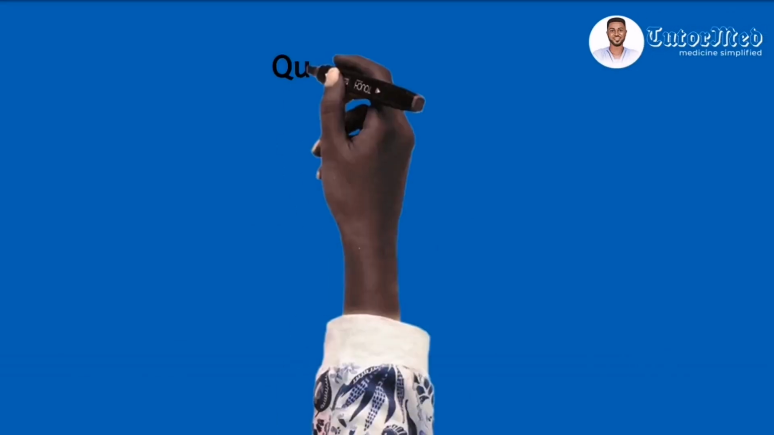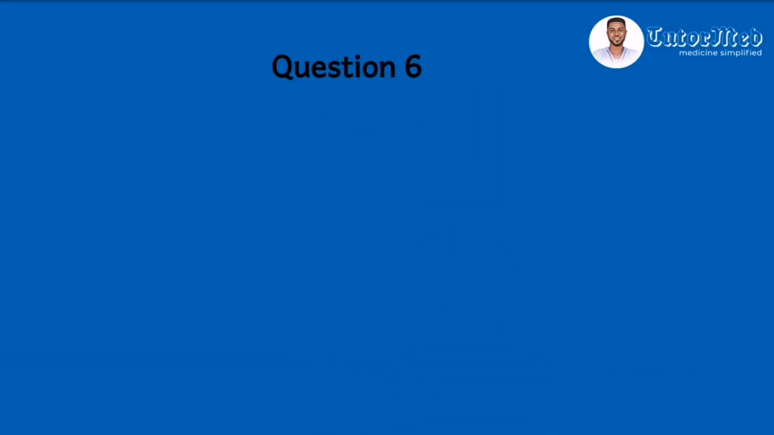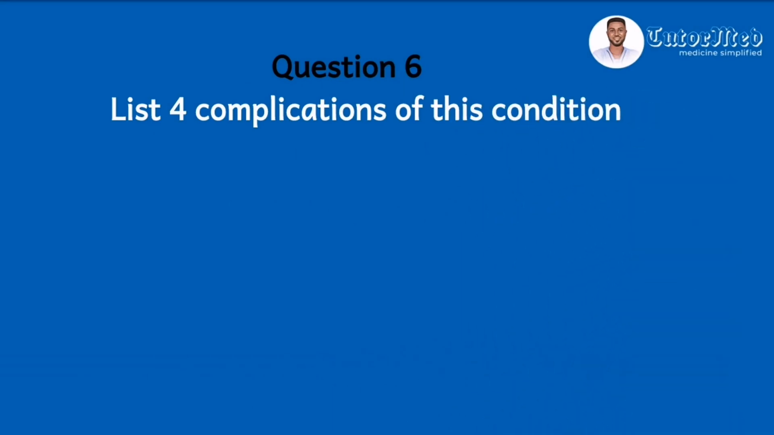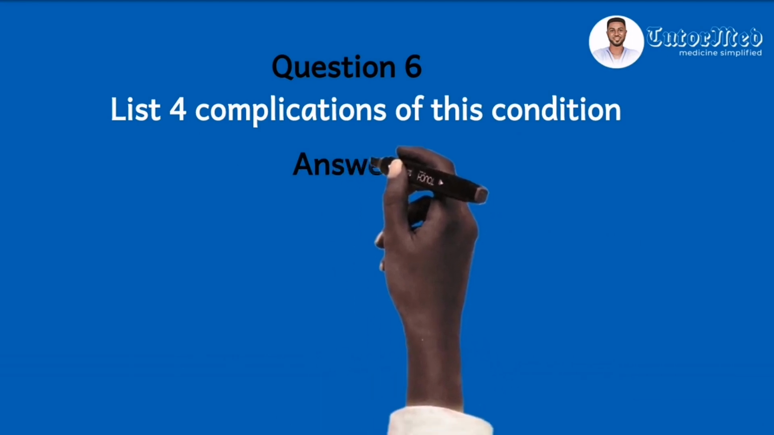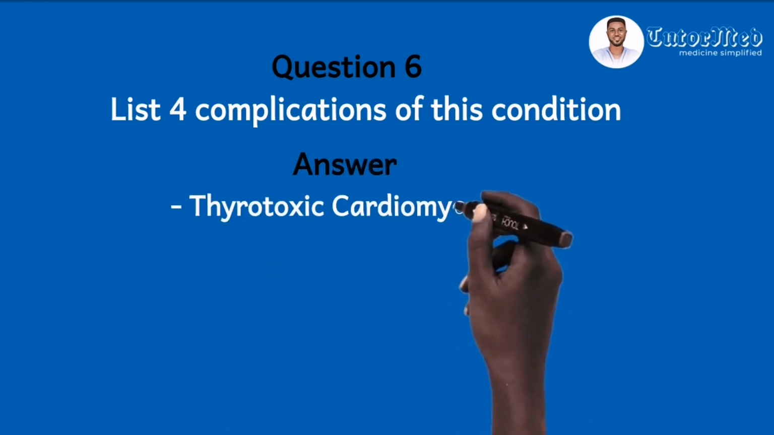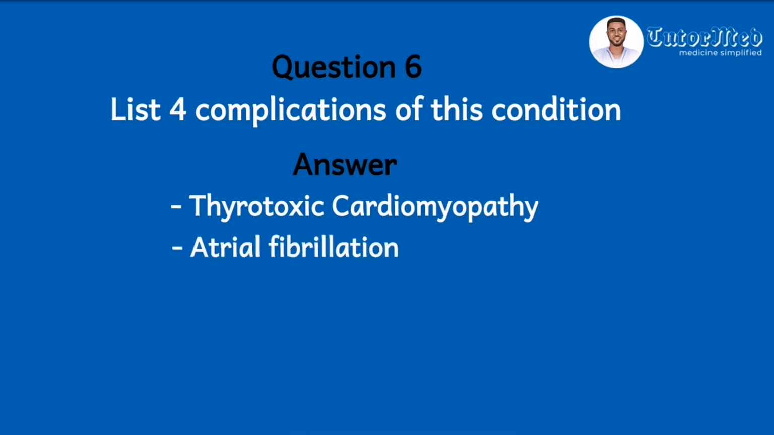All right, question 6 was asking, list 4 complications of this condition. And so the suggested answers, we have thyrotoxic cardiomyopathy. This is heart failure from hyperthyroidism. So it's a high output heart failure, it also causes dilated cardiomyopathy. Thyrotoxic cardiomyopathy is simply heart failure from hyperthyroidism. Then hyperthyroidism can also cause atrial fibrillation, so we take note of that.